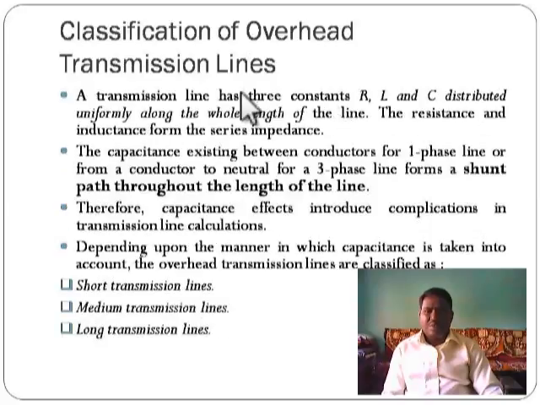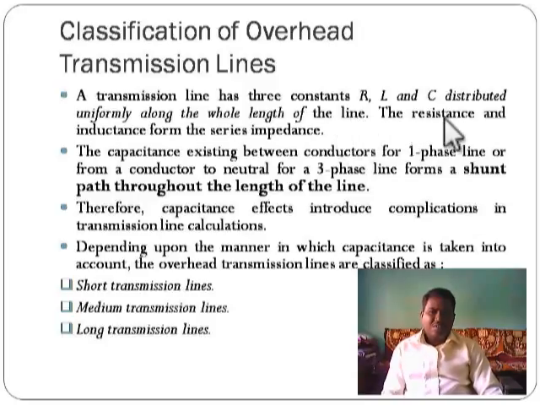Next is my classifications. Based on the three constants we have, that is R, L, C, they are distributed uniformly along the whole length of the line. The values of R, L, C are invisible in nature, but the nature of the component is available in the transmission lines. That is, R, L, C are distributed uniformly along the whole length of the lines.